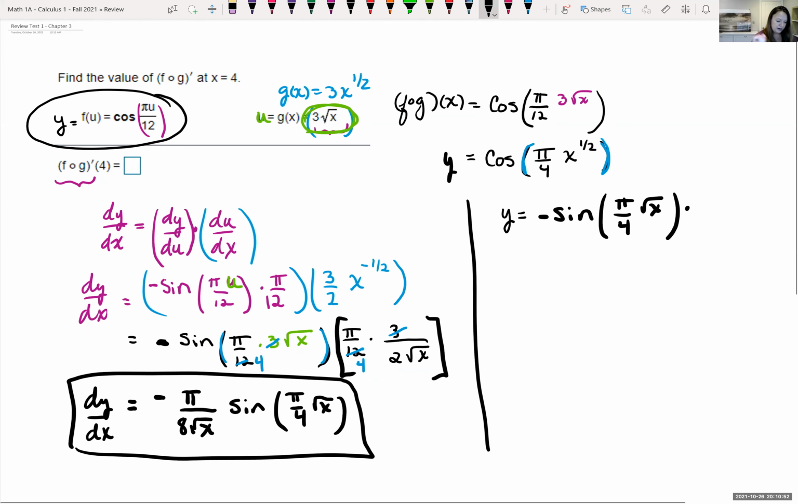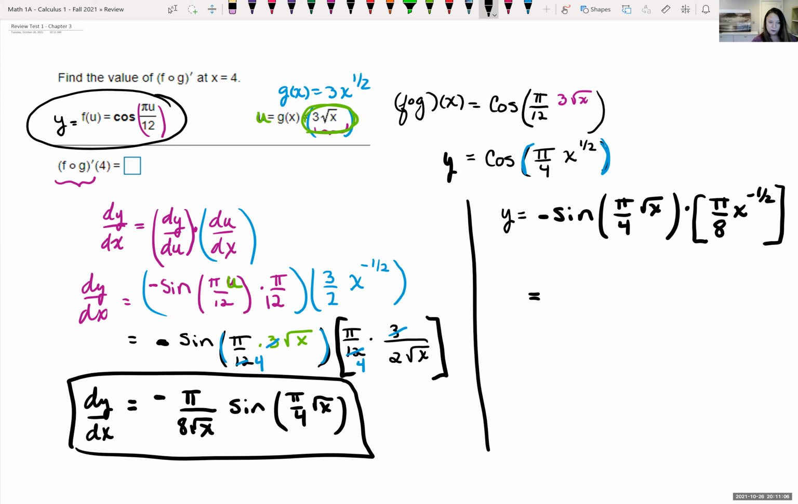So if I bring down that 1/2, multiply it times the pi fourths, that gives me pi eighths x, subtract 1 from my exponent, I get that negative 1/2 power. I'm going to pull that out front, and I'm going to rewrite that x to the negative 1/2 power, bring it down to the denominator and rewrite it as the square root of x. And so I have negative, because of this negative, this pi all over 8 square roots of x sine of pi fourths square roots of x, which is the exact same thing that we got over here.